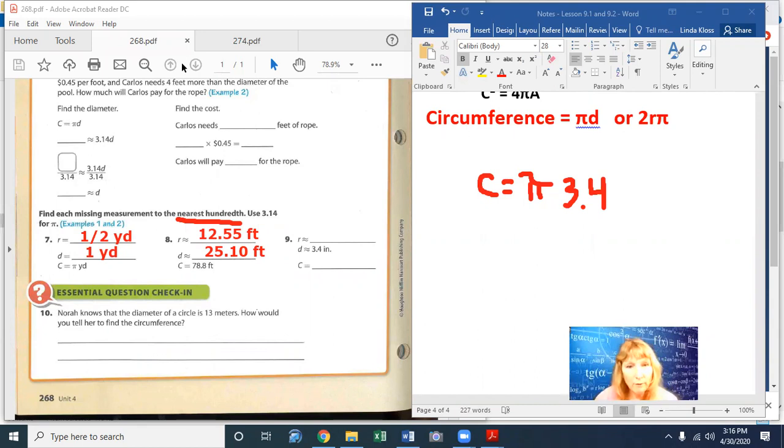Okay, if you need to pause for a little bit, take a break and come back, I'm going to go on to section 9.2 and we're going to do some area problems with circles next.